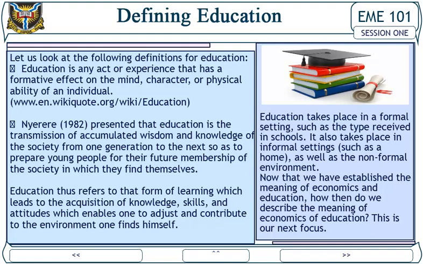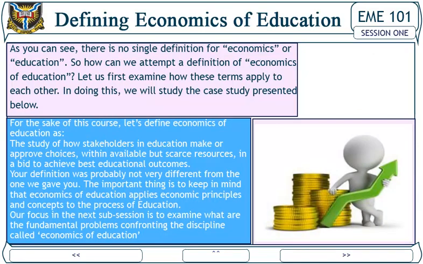Education takes place in formal settings, such as the type received in schools. It also takes place in informal settings, such as a home, as well as the non-formal environment. Now that we have established the meaning of economics and education, how then do we describe the meaning of economics of education? This is our next focus. Defining economics of education. As you can see, there is no single definition for economics or education. So how can we attempt a definition of economics of education? Let us first examine how these terms apply to each other.